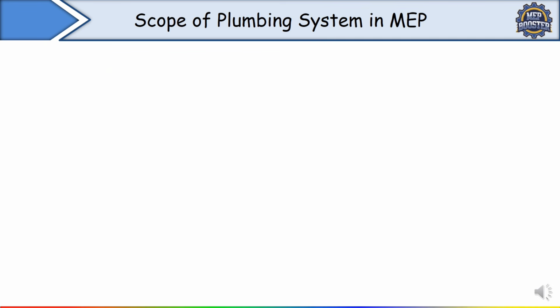Now let's see the scope of plumbing system in MEP. Here you have to remember, the scope of the plumbing system within MEP covers the design, installation and maintenance of water supply, drainage and sewage systems in buildings. So here see the detailed overview of the scope of plumbing system in MEP.